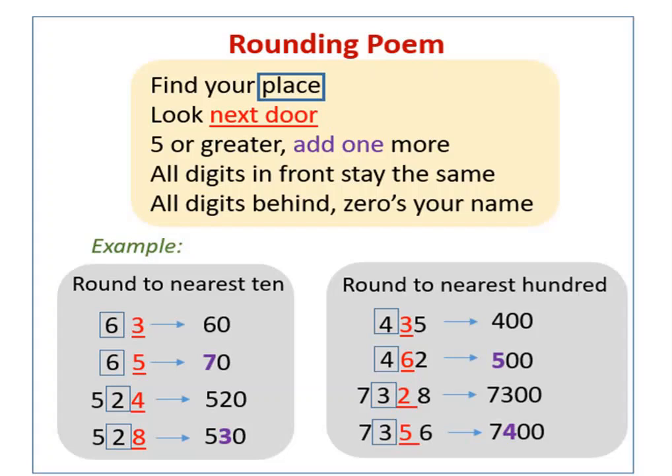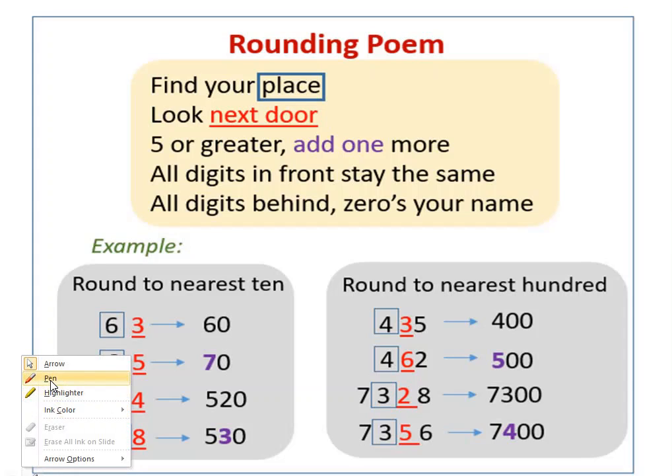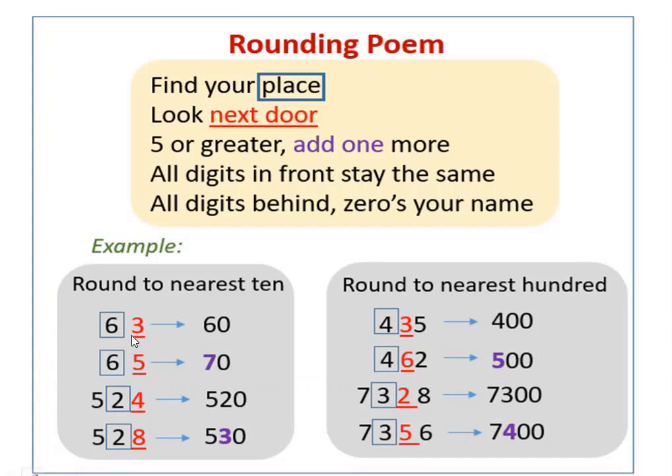Now, since they're asking me to round to the nearest 10, I put a circle or a square around the digit in the tens place, which here is 6, right? Since it's 6, I will underline the number next to it, to the right, okay? Now I ask myself, is 3 more than 5 or equal to 5 or less than 5? Since it's less than 5, it cannot help the 6 to be more, okay?